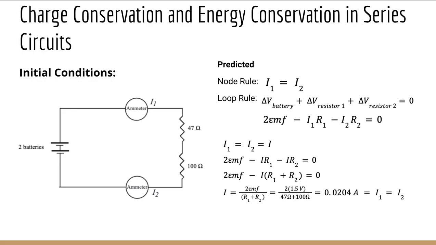And then I calculated the current accordingly, and I used the node rule where I1 equals I2, and then the loop rule where the sum of all the potential differences is going to equal 0 since it's a loop. Going counterclockwise, it's going to be 2 EMF, and then the delta V's are going to be negative. And then I plugged those values into the node rule and got this equation, and then I plugged in the values that were given to get 0.0204 amps for the current of both.